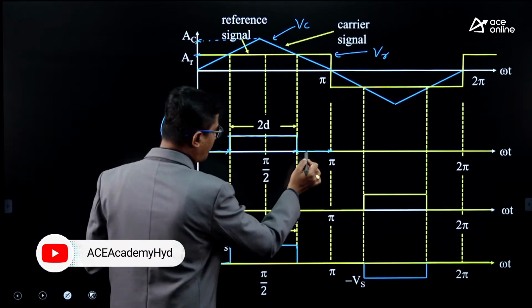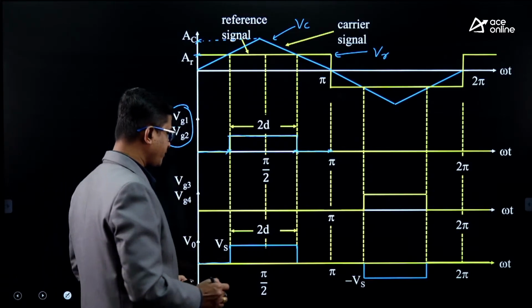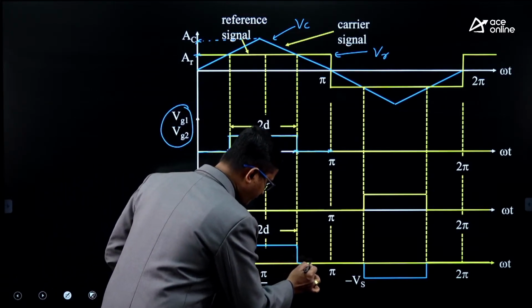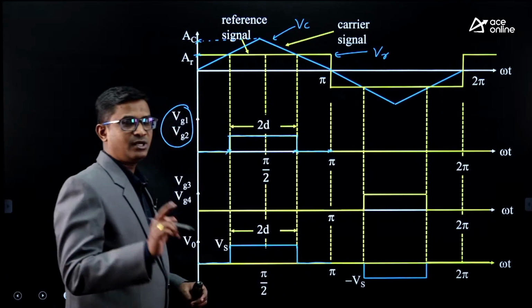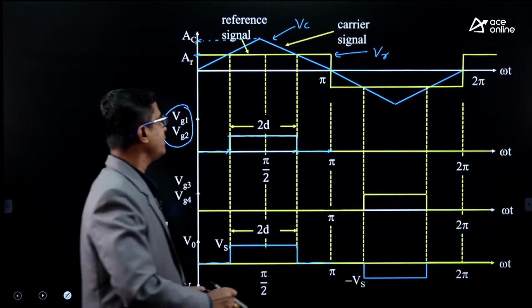So here we are not providing the triggering pulses. Therefore, what is the output voltage of your inverter? Output voltage of your inverter will be 0. This will be till pi. Yes or no? Next, after pi, what is happening?